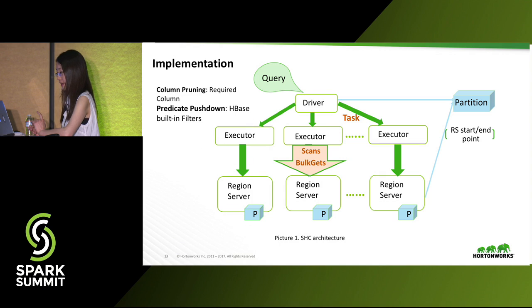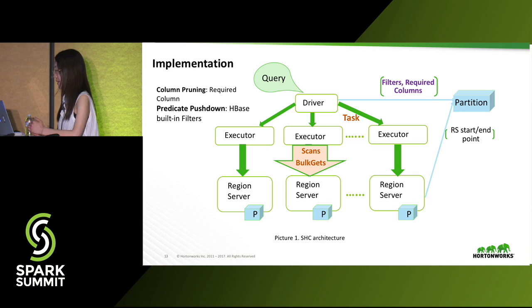Column pruning and predicate pushdown. For column pruning, we get the required columns and filters from the Spark Catalyst optimization engine. We construct all the required columns to be scanned and bulk gets. Maybe there are thousands of columns in the HBase table, but the connector only retrieves required columns from the region server to reduce the network overhead and avoid redundant processing in the Spark Catalyst engine.